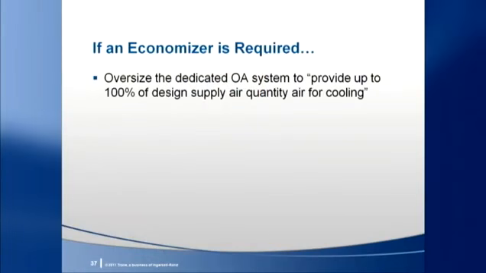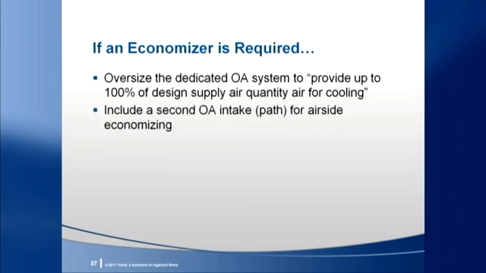If an economizer is required, a designer can select from a number of potential system configurations. First, the dedicated outdoor air system could be oversized to allow for the extra CFM. Second, an additional air path may be created to deliver 100% airflow for economizing. Both of these may be pricey options.